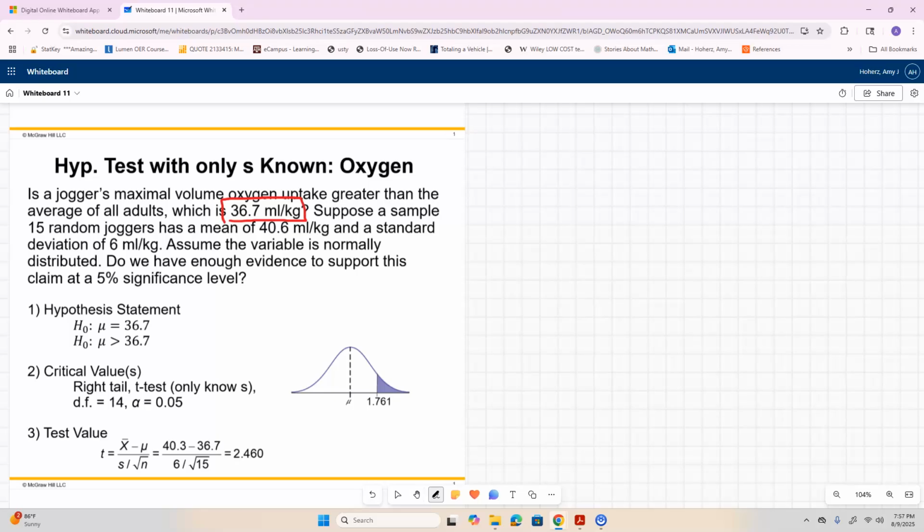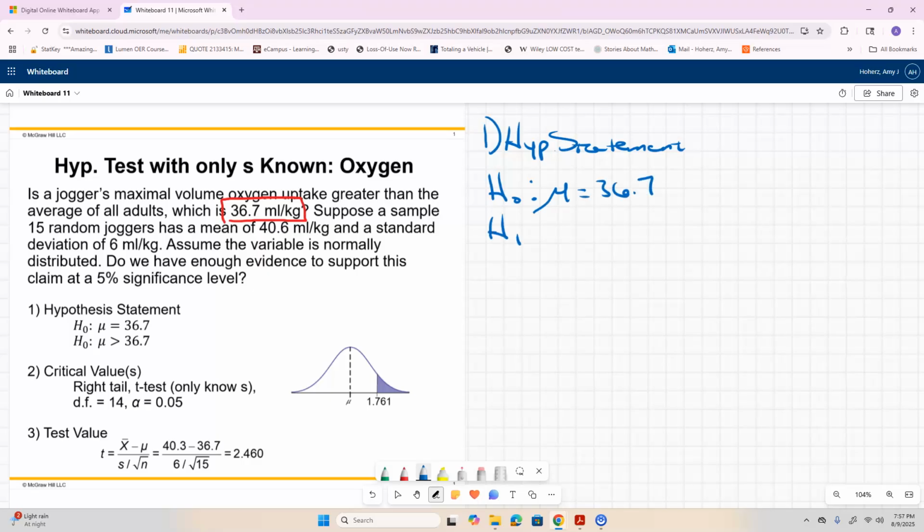So for our hypothesis statement, we have that the null hypothesis, the status quo, where we're at right now, is that the average should be 36.7. And our researcher thinks that a jogger's maximal volume oxygen uptake is greater than the average of all adults. So the mean is greater than 36.7 is their claim for these joggers.